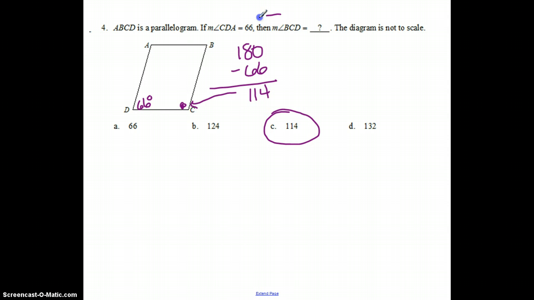Now, because of the way these two are set up, they have to be supplements of each other, which means that if I take 180 and I subtract 66 from it, that's going to give me this leftover angle. So if I subtract that, that's 114, which means that C is my answer. They only want you to find the angle. So once you figure out this is 114, that's all you need to do.